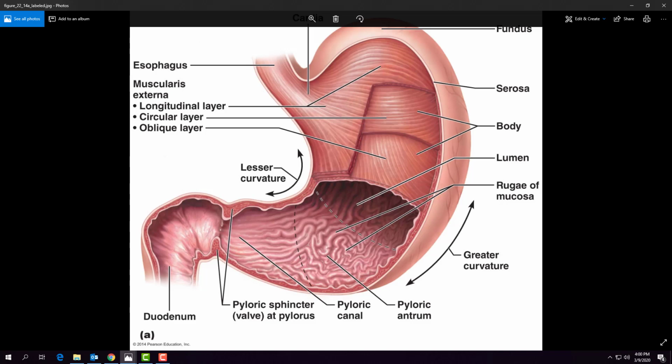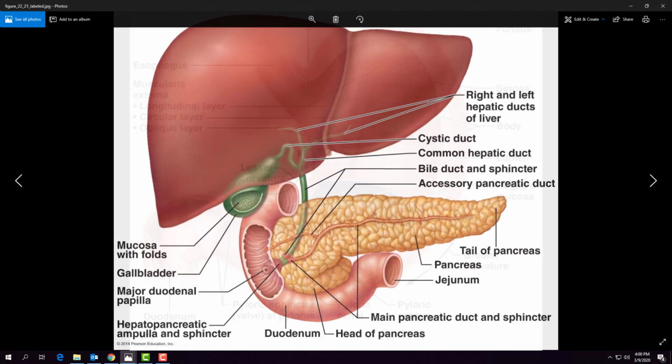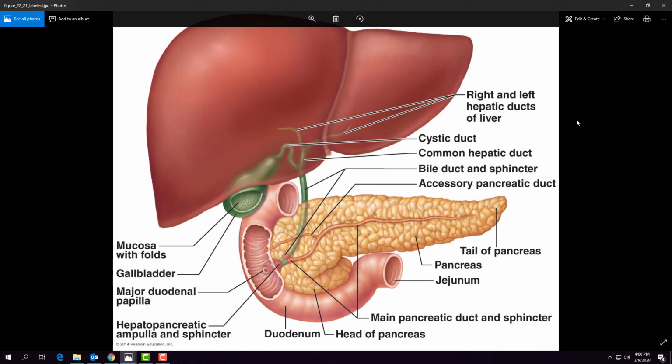Then if we look, we don't have a good picture of just the small intestine, but let's go ahead and look at this view. Okay, so the stomach would be attached right in here because I wanted you to see a good view of the duodenum. So here is the duodenum, and it's going to receive products from the liver that have been stored in the gallbladder, and they'll come down through the bile duct.